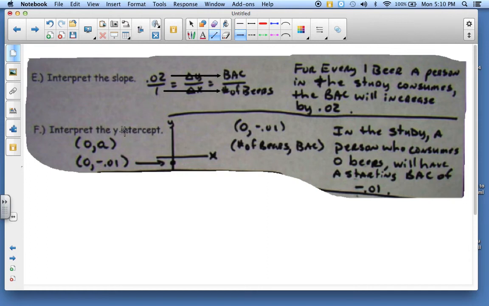Now, interpret the y-intercept. So if you were to draw a graph and label the graph right here, 0, negative 0.01, that's where it would show up. What this means, in the study, a person who consumes 0 beers will have a starting blood alcohol content of negative 0.01. Now, mathematically, this makes sense. However, we know that in real life, you can't have a negative blood alcohol content.